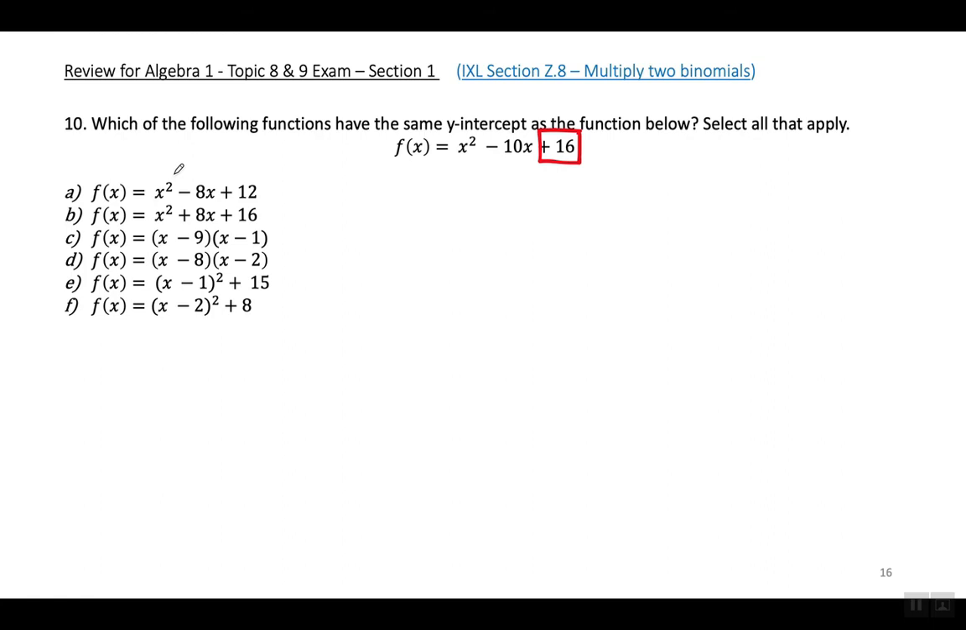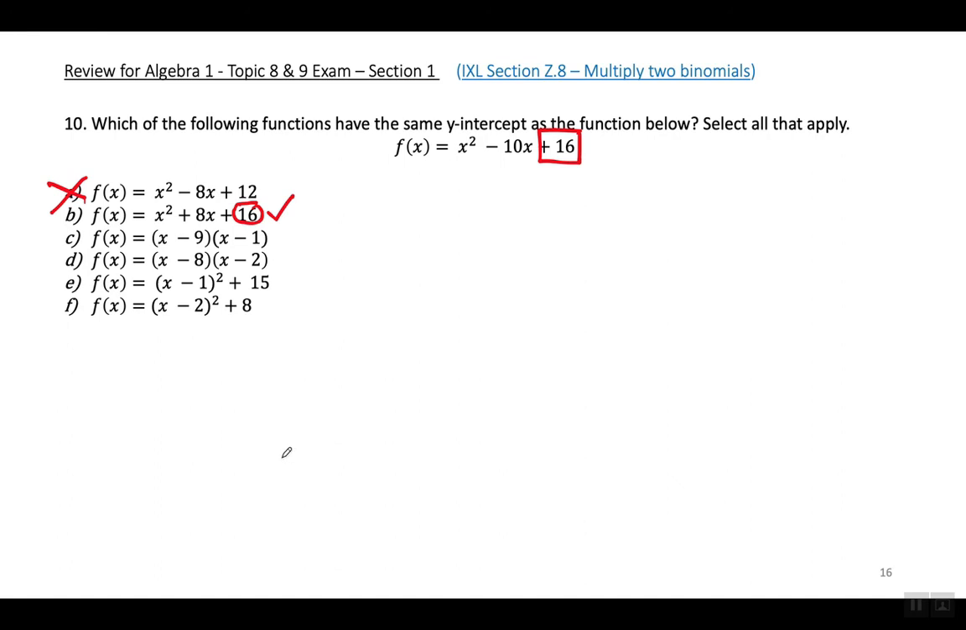Letter A, that one's easy because it's written in the same form as this one. Letter A has a y-intercept of 12, so therefore it's wrong. That's not what I'm looking for. Letter B is also written in this form and it has a y-intercept of 16. So letter B is correct. That's a good one.